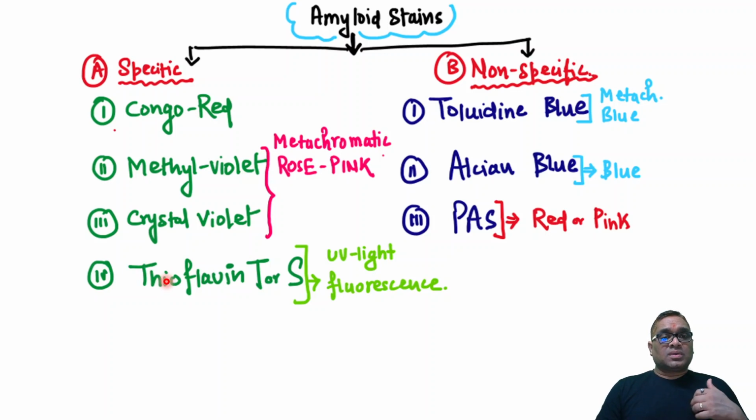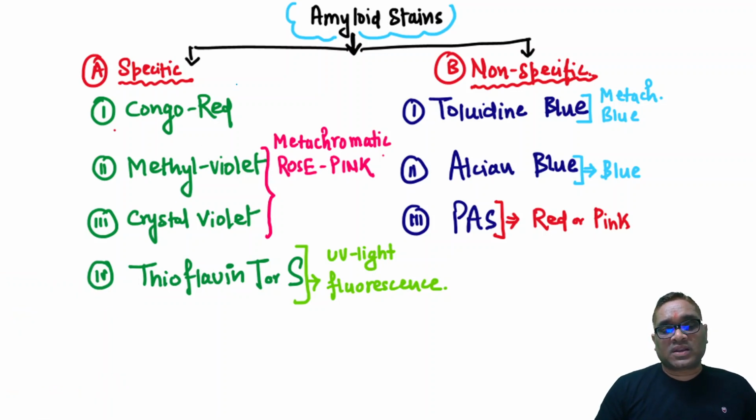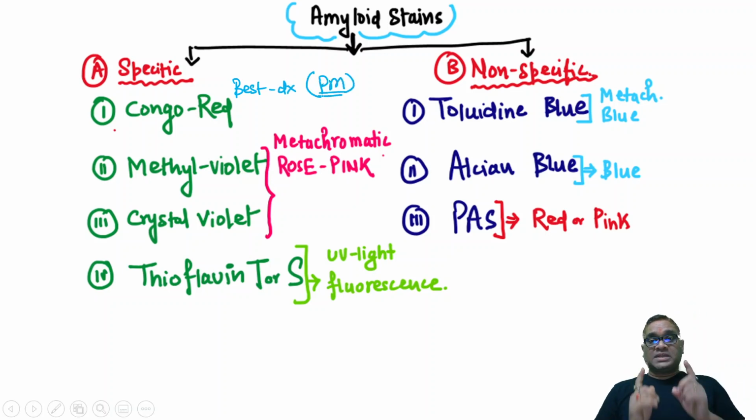Which one is detected by UV light fluorescence? Examiner can ask you. So thioflavin T or S will use UV light fluorescence to identify amyloid, and they will look like green fluorescence, right? Which one is best for diagnosis? So remember, Congo red staining is best for diagnosis under polarized microscopy, not light microscopy. Please be careful. That was an AIIMS question also, right? So it is best diagnosed with Congo red staining under polarized microscopy, not with light microscopy, right?